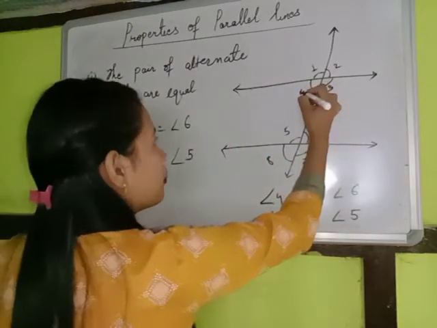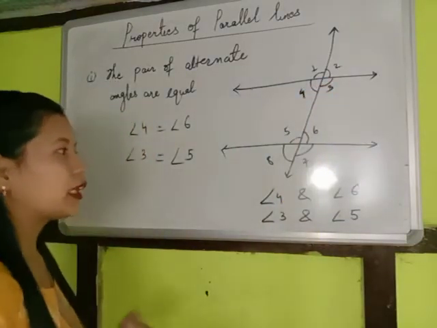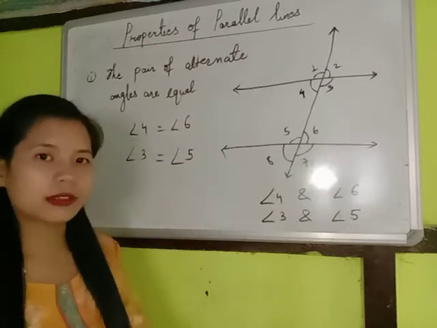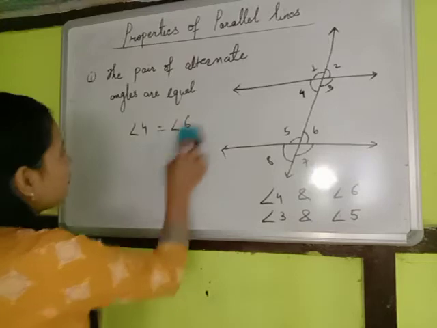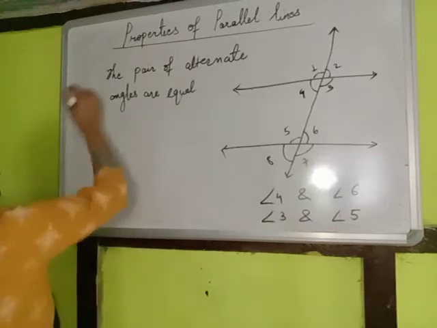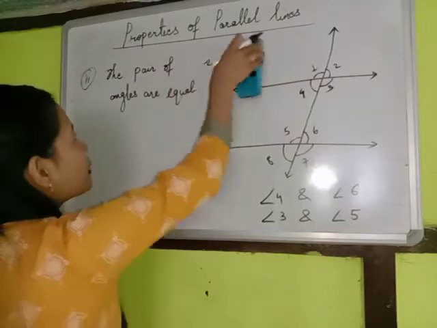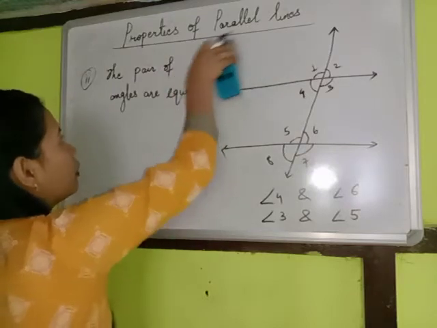Children, this property will help us to find the unknown angle from the given figure. That we will be discussing in the exercise. Now we have the second property, which says that the pair of corresponding angles are equal.